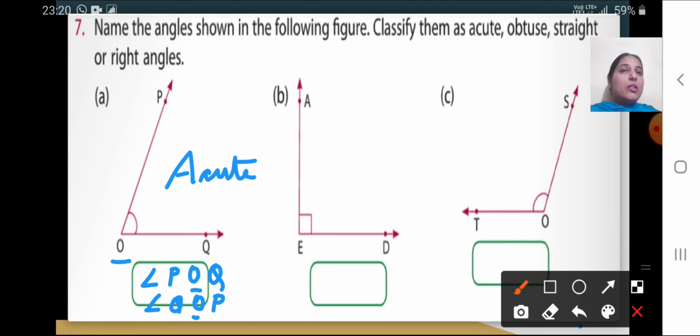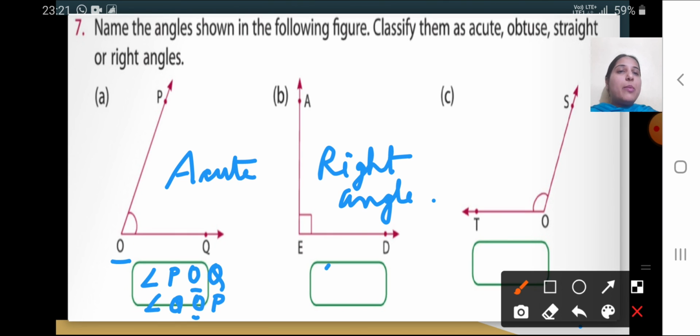Now number B, which type of angle is it? Yes, this is very easy. This is a right angle formed by a horizontal line and a vertical line. So it is a right angle. And how will we name it? We will name it as angle AED or angle DEA. Here also you can see the vertex is in the middle, isn't it?